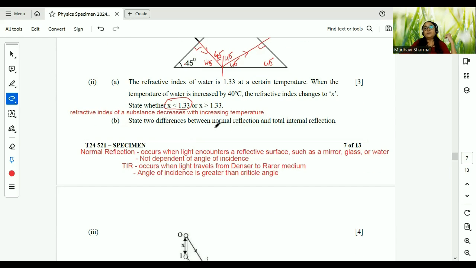State two differences between normal reflection and total internal reflection. Normal reflection occurs when light encounters a reflective surface such as mirror, glass, water, and it is not dependent on angle of incidence. But TIR occurs when light travels from a denser to a rarer medium, and angle of incidence should be greater than the critical angle.